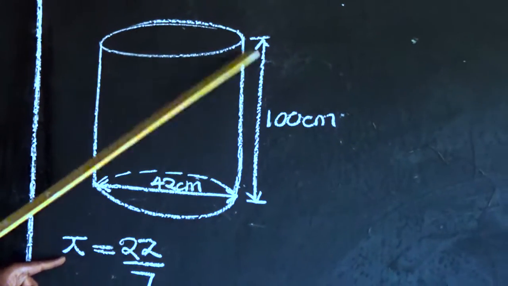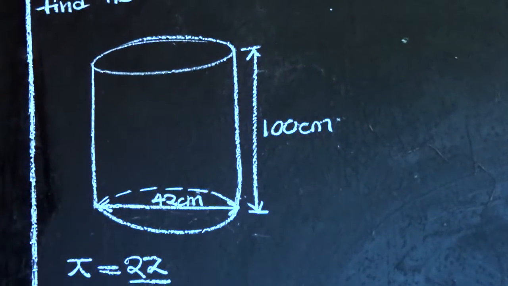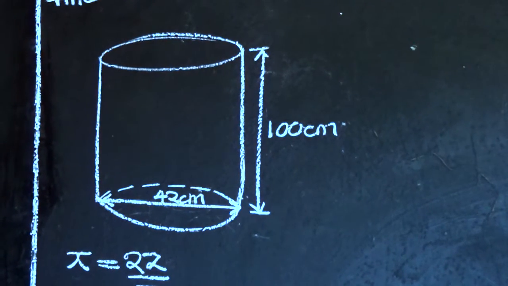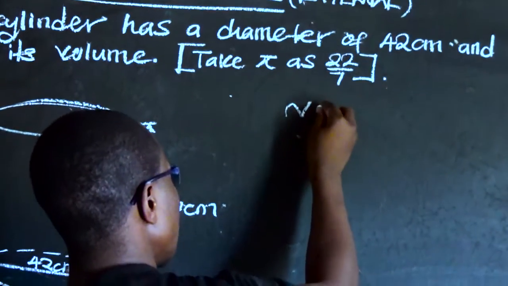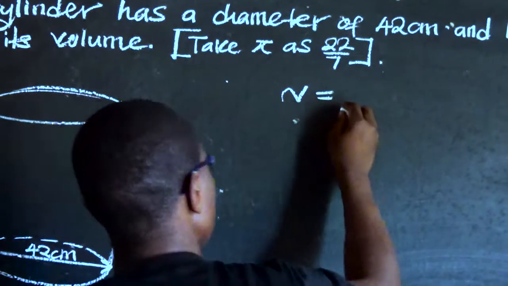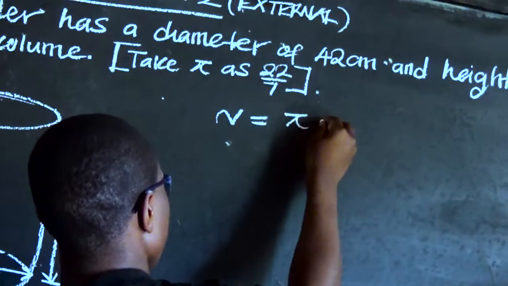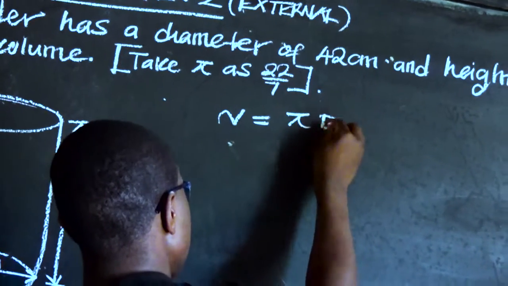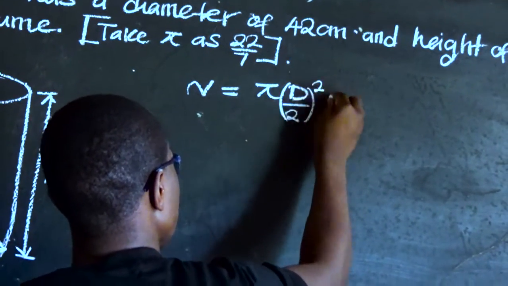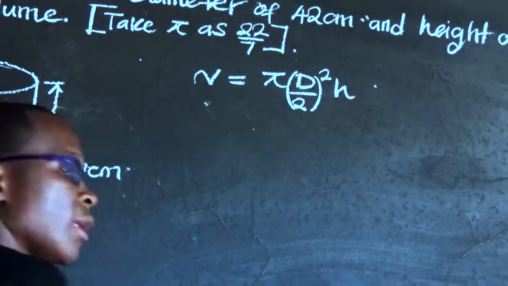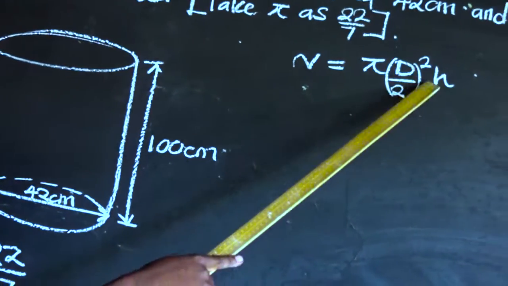Then the height is 100, and then the diameter is what? It's 42 centimeters. Are we together? So finding the volume, we are going to say volume of a cylinder is equal to, I'm going to say what? Pi, since we have been given diameter, pi d over 2 squared h. Are we together? Yes. Volume is equal to pi d over 2 squared h.